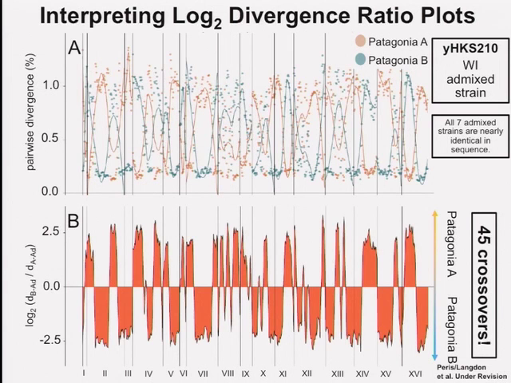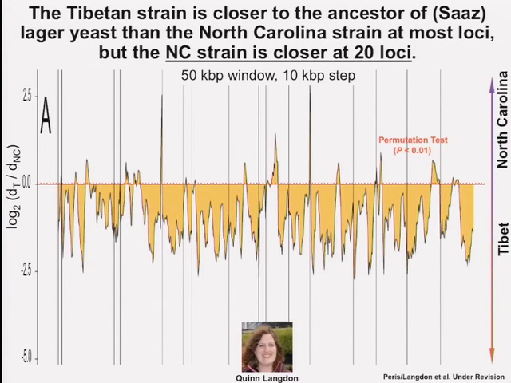Okay, so now we can use these plots to perhaps ask more weighty questions rather than what's going on with this unusual ancestry. Specifically, we want to ask if that general genome-wide signal that the Tibetan strain was closer is true across the genome. And it turns out that it's not quite true. There are 20 different loci where you actually see the signals swap, where the North Carolina strain is actually a closer relative to the parent of Saaz lager brewing yeast than the Tibetan strain. So again, the dominant signal is that most parts of the genome are closer to the Tibetan strain, but the North Carolina strain has a few representatives. And we can permute the genome to establish what is statistically significant, and that's where you end up with the red bar, and that's what tells you that's statistically significant.